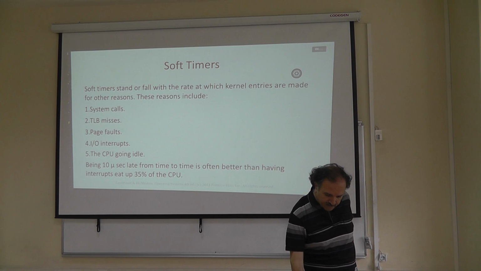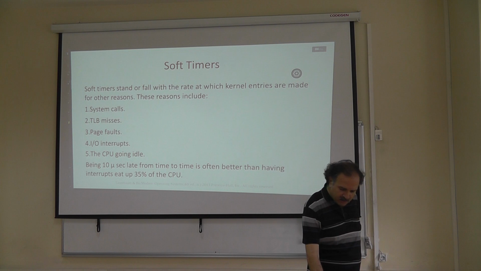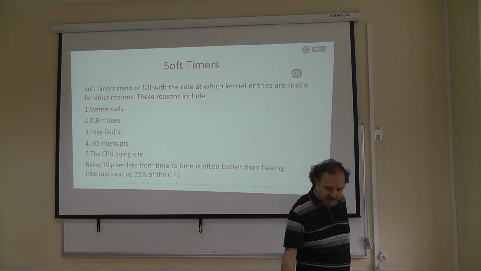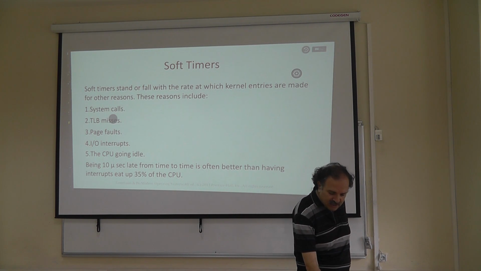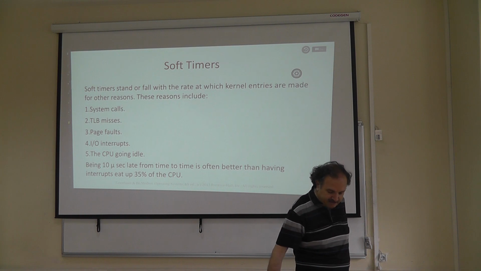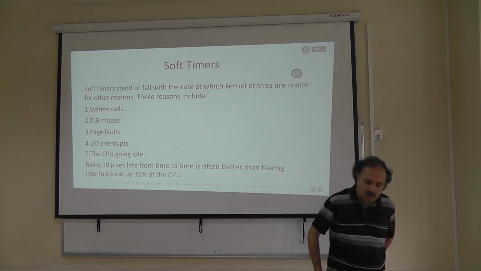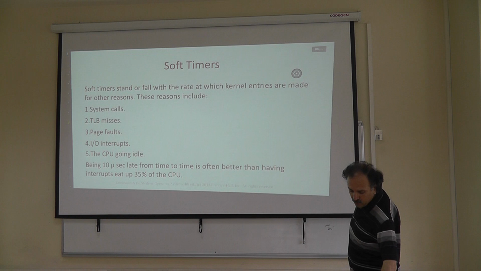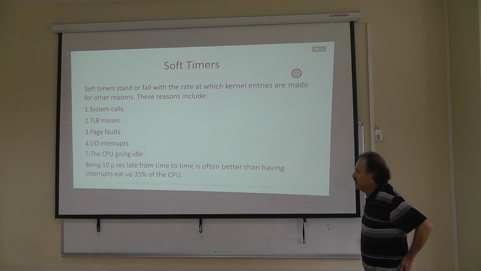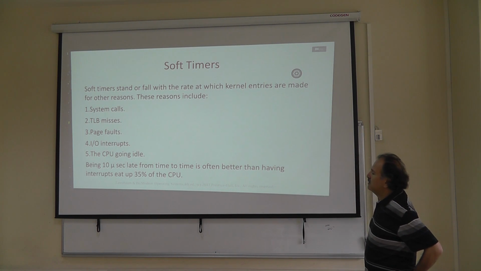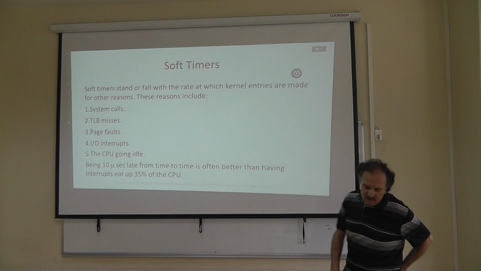So I should be in the kernel mode frequently. To be in kernel mode, I need system calls, which happen a lot. Translation lookaside buffer misses, again something to do with the virtual memory, page faults, I/O interrupts, CPU going idle. All of this stuff already causes kernel traps. When I'm in the kernel trap and I am done with the kernel, before I go into the user mode, I check this table. Remember this table?